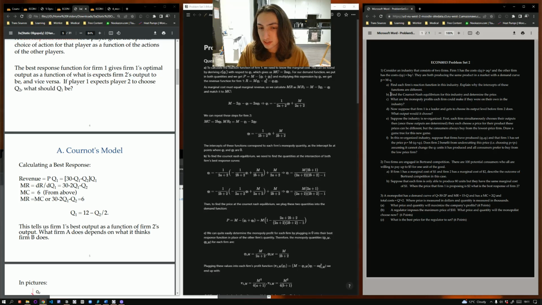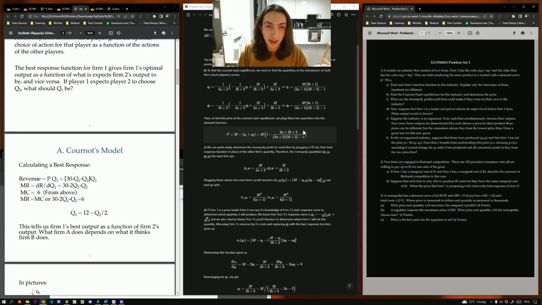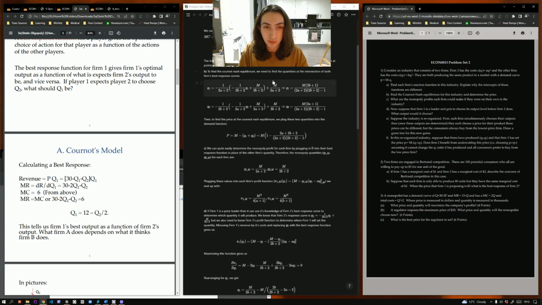So, we also need to find the Cournot-Nash equilibrium for industry and determine the price. Now, I'm not going to show every single calculation here, because to be honest, it'll take too long. So I'm not going to do that. But what I am going to show you is my little workings. Look how fun they are.